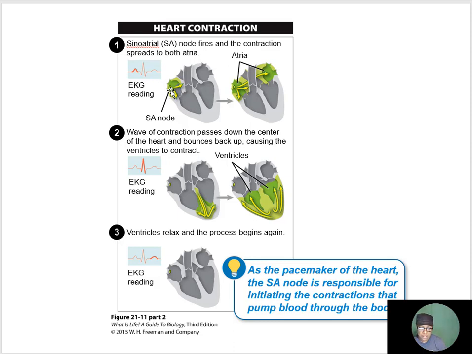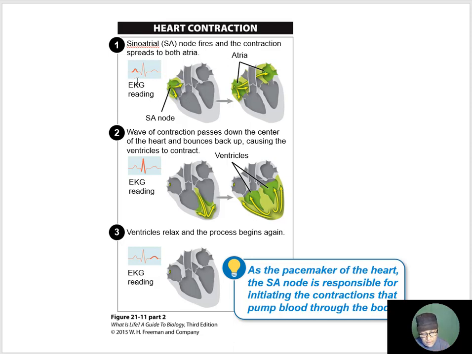So when you hear that people have to have their pacemaker replaced, this is the region of the heart that they actually have to replace because it is misfiring. And usually it's a little piece of electronic device that is implanted that will take the place of the SA node to start that electrical activity.